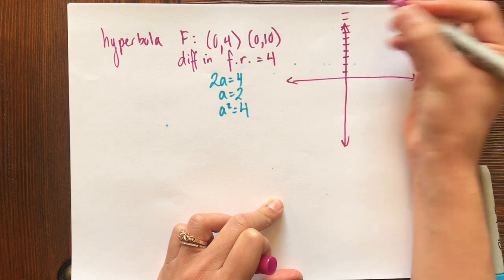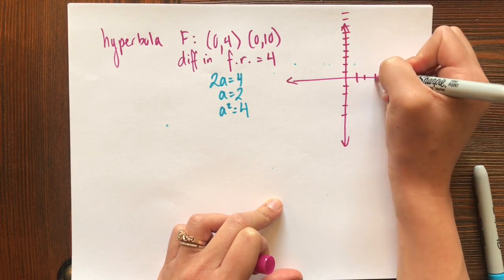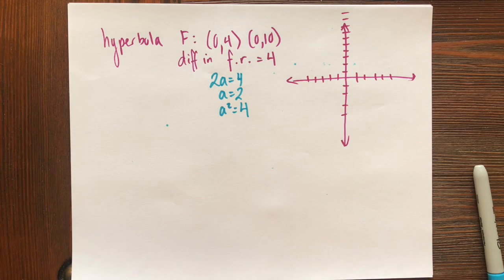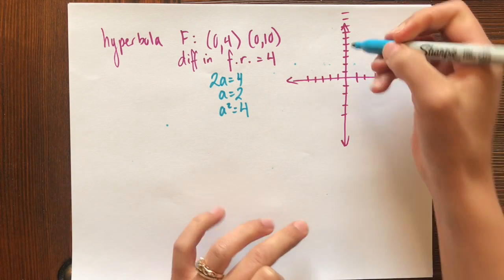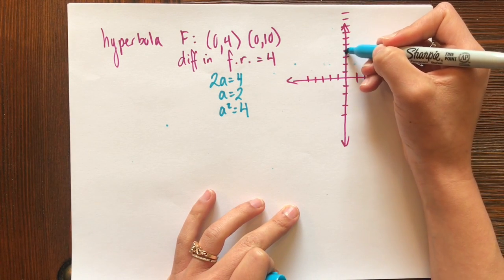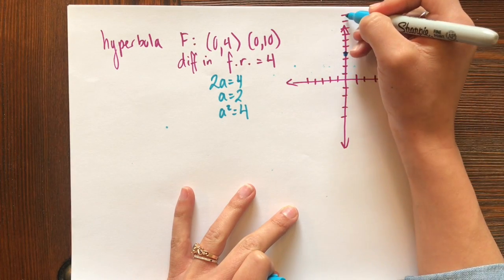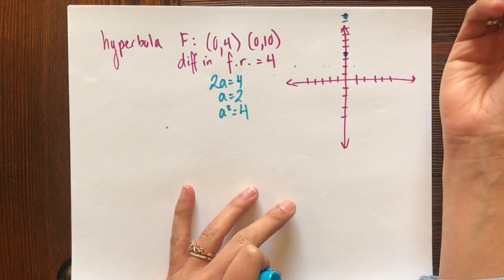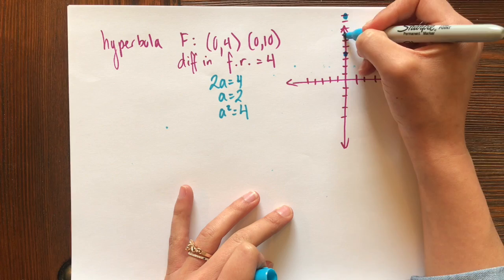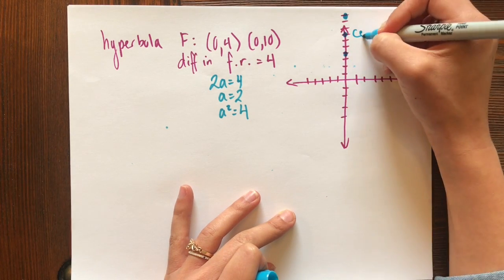They're at (0, 4) and (0, 10). So if you graph these, you can see that they're in a vertical relation with each other, which means since my hyperbola is going to scoop up those foci, it's going to be an up and down hyperbola, and y is going to be first.